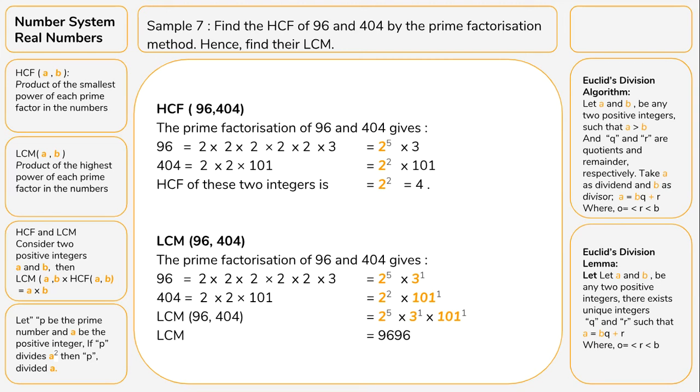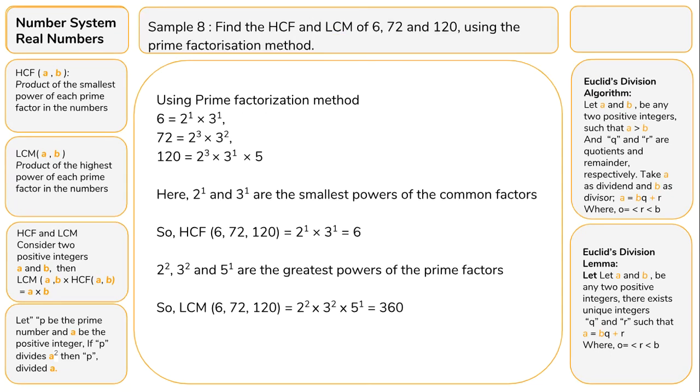72 and 120, using the prime factorization method. Prime factorization: 6 equals 2 power 1 times 3 power 1. 72 equals 2 power 3 times 3 power 2. 120 equals 2 power 3 times 3 power 1 times 5 power 1. HCF of 6, 72, 120 equals 2 times 3 equals 6. LCM of 6, 72, 120 equals 2 power 3, 3 power 2, 5 power 1 equals 360.